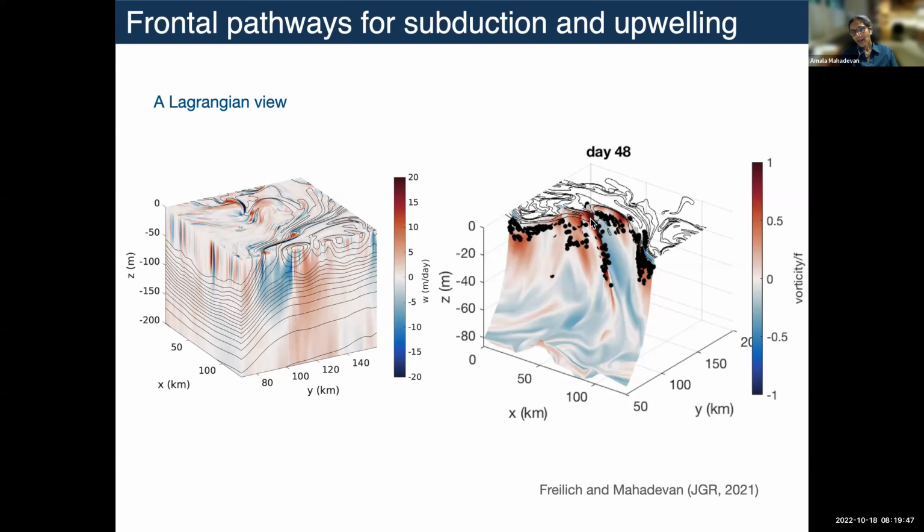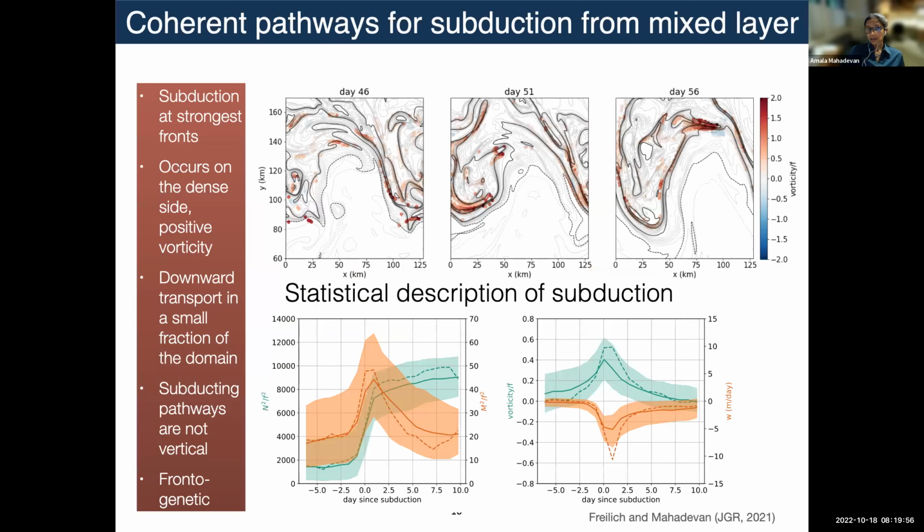They go down where you have this very strong positive vorticity, and they go down on a time scale of a few days, okay? So now we can look and see where those particles went down along the front. And this is showing you a surface snapshot of the front on day 46, 51, 56, so 5 days apart. The black lines are contours of density, a horizontal slice through this close to the surface, and the dots are the particles that are colored because they're going down.